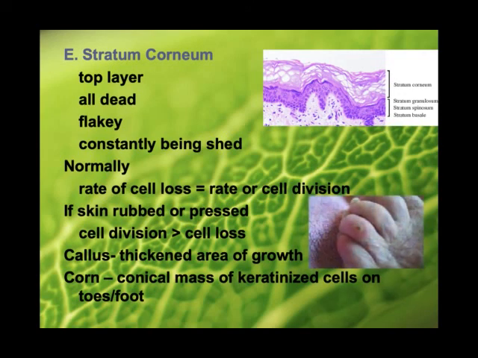Sometimes you get a little more beefy response there, and you get something called a corn. These are usually on your foot. It's just a conical mass of keratinized cells on your toe or your foot. Very, very painful because usually they go down into your toe, and they usually press on a nerve. And the reason that you get them is because something is pressing on that particular place.